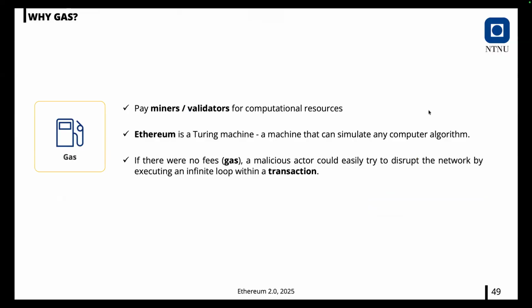And then the gas is what people pay for executing stuff, and it is sort of what the reward goes for the validators. And it is Turing complete, so it can simulate any program, but it will cost. So you can simulate an infinite loop, but that would have infinite payment, right? And you cannot do that. If we didn't have gas, malicious actors could easily disrupt the network. They could create transactions with infinite loops, and we would be in trouble.